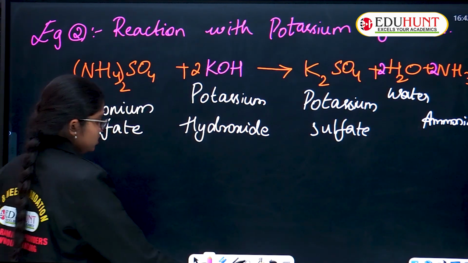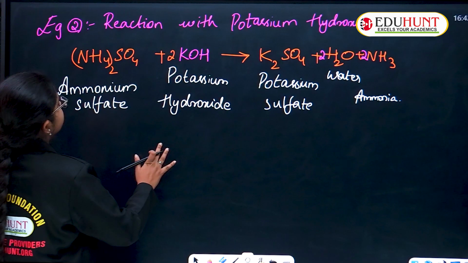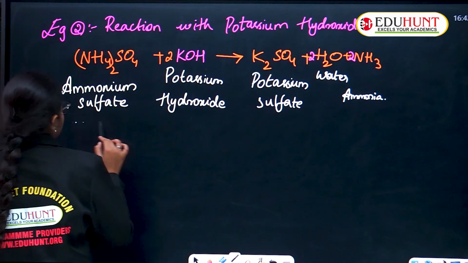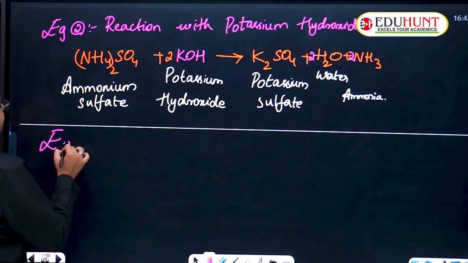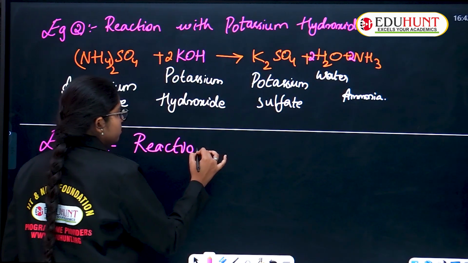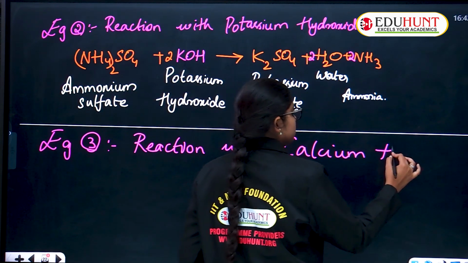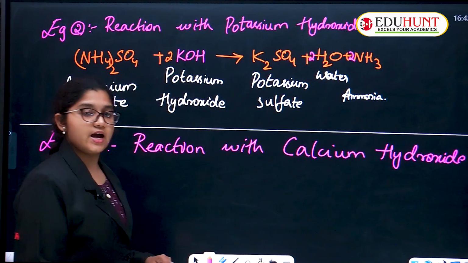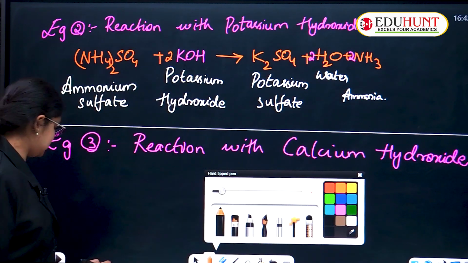Let's move with the next example. Are you ready? The last example for you. Example number 3. This time, reaction with calcium hydroxide. What is that, children? Calcium hydroxide. So this time I will take the previous example ammonium salt, that is called as, what is that?